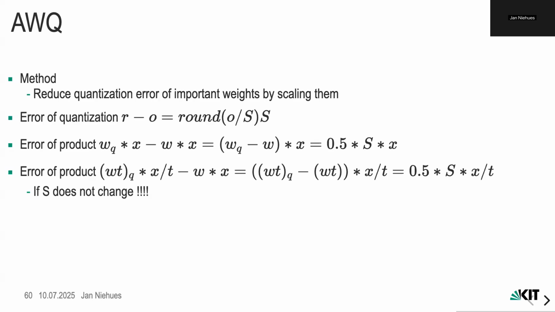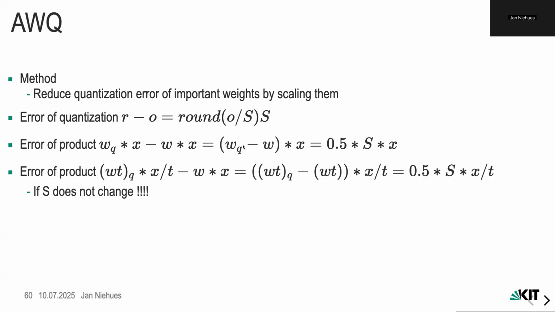So how does that work? We said the error of the quantization is round of the original value divided by s, times s. If we're now taking the product of our quantized value times x, minus the original value times x, that is the error of the product, since instead of using wx we're using the quantized value times x. By quantizing w, we're not really interested in how much effect that has on the weight itself. We're interested in how much effect it has on the result of the product.